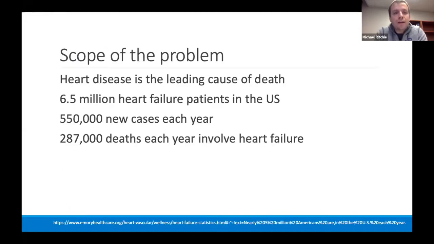So advanced heart failure is obviously a big problem. Heart disease is the leading cause of death. 6.5 million people have heart failure in the US. There's about 550,000 new cases each year and 287,000 deaths each year involving heart failure.